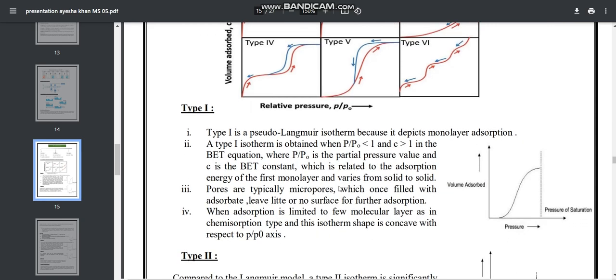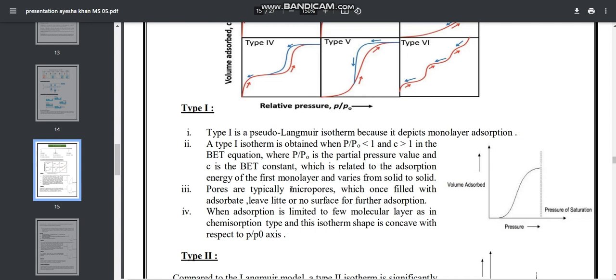First of all, we have type 1 isotherm. Type 1 is a pseudo-Langmuir isotherm because it depicts the monolayer adsorption. A type 1 is obtained when P over P naught is smaller than 1 and C is greater than 1 in the BET equation. In this case, the pores are typically micropores, which means once filled with adsorbate, they leave no space for the other adsorbent.